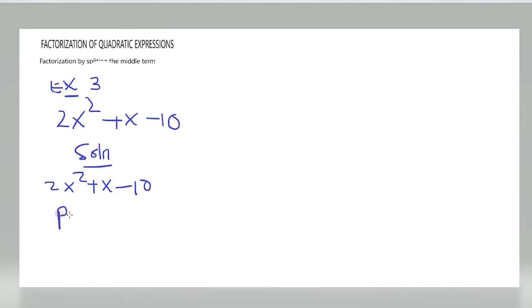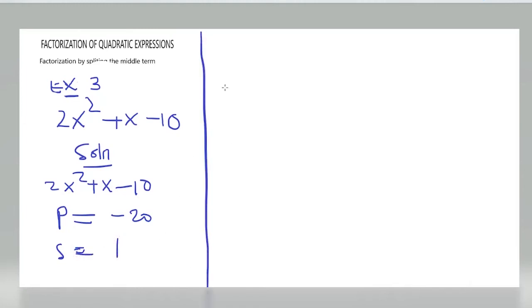Now the product is equal to 2 times negative 10, which is negative 20. And the sum is equal to 1. Here there is 1 behind x, so the sum is 1. Now think of two numbers: when you multiply them, you get negative 20, and when you add them, you get 1. In my case, I think it was 5 and 4. But 4 plus 5 is 9, so the sum will not work.